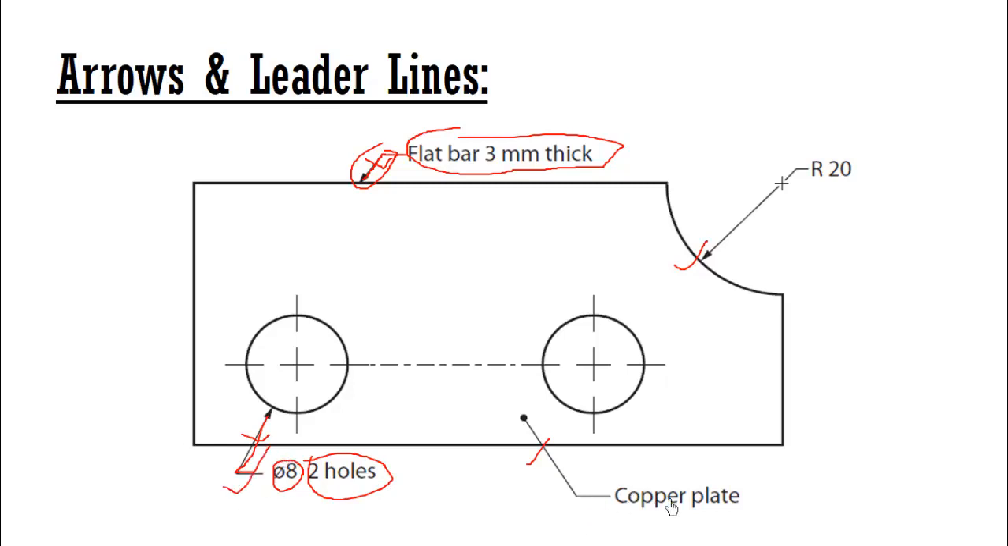Again here the material specification has been shown that this is a copper plate. Now you see, for material specification you will use a dot, not an arrow. Here you will see the arrow, but for material specification you will use a dot. Again here you see an arrow and leader line, that is the radius of 20 mm shown for this arc. So friends, with this we have come to an end of this chapter. Thank you very much.